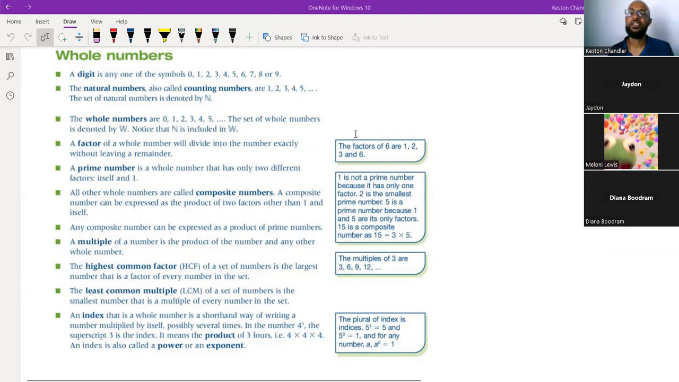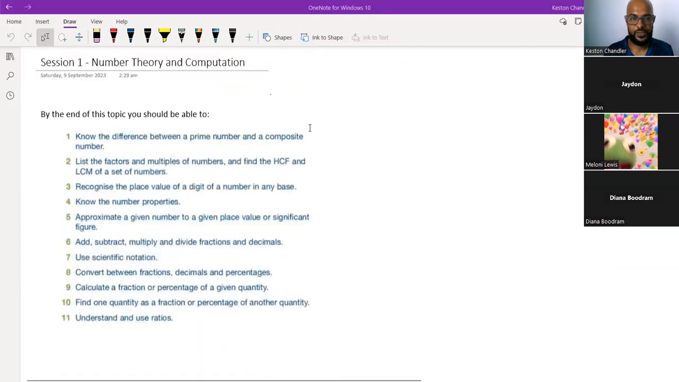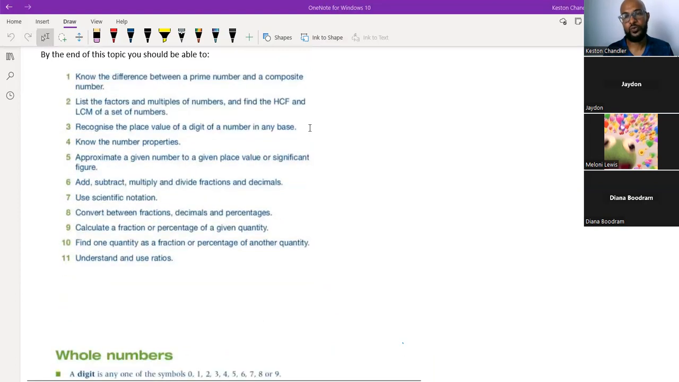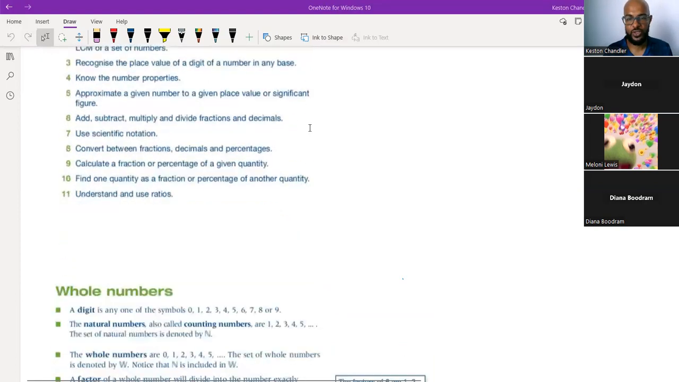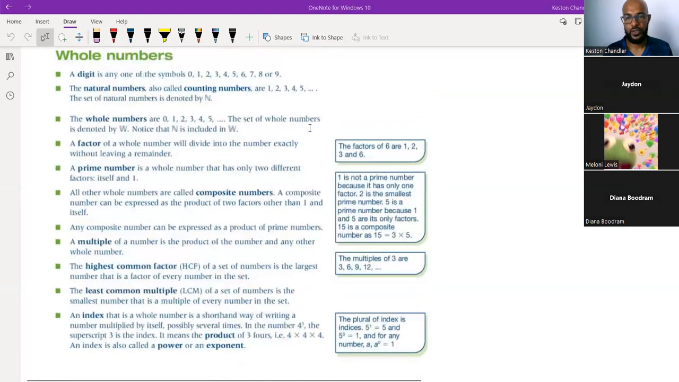Right. So today's topic, or the topic that we'll be doing over the next 2 to 3 sessions, would be on computation and number theory. Right. So some of these things you would have recapped or you do know already, but I still need to just review them quickly with you. The first part is a lot of definitions. So we're talking about whole numbers, right?